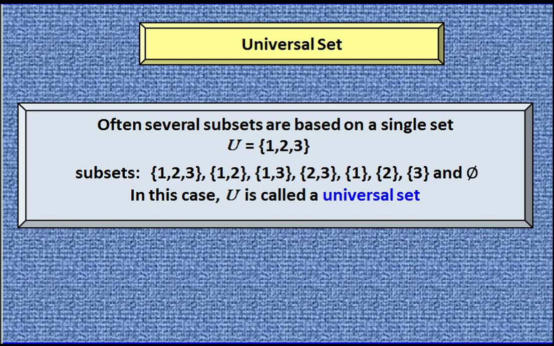Often several subsets are based on a single set. If U equals the elements {1, 2, 3}, the subsets {1}, {2}, {3}, {1, 2}, {1, 3}, {2, 3}, {1, 2, 3}, and phi are available. In this case, U is called a universal set.